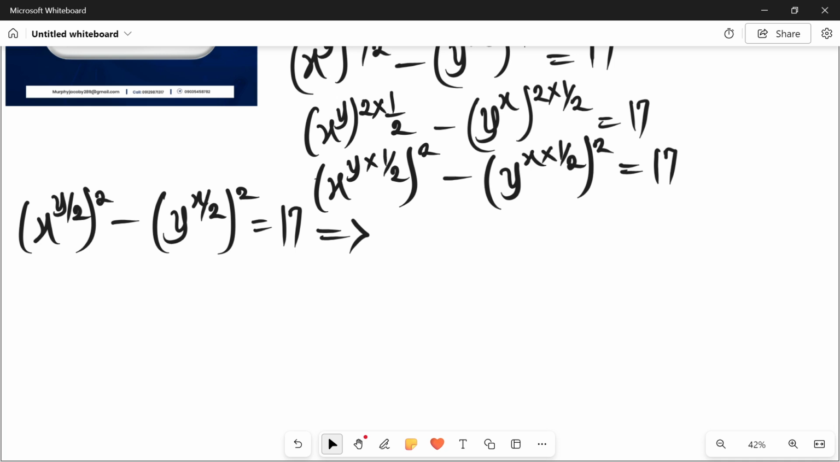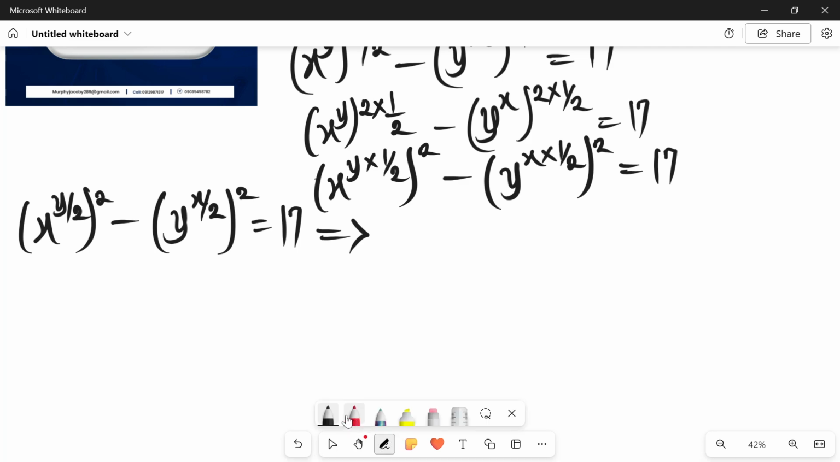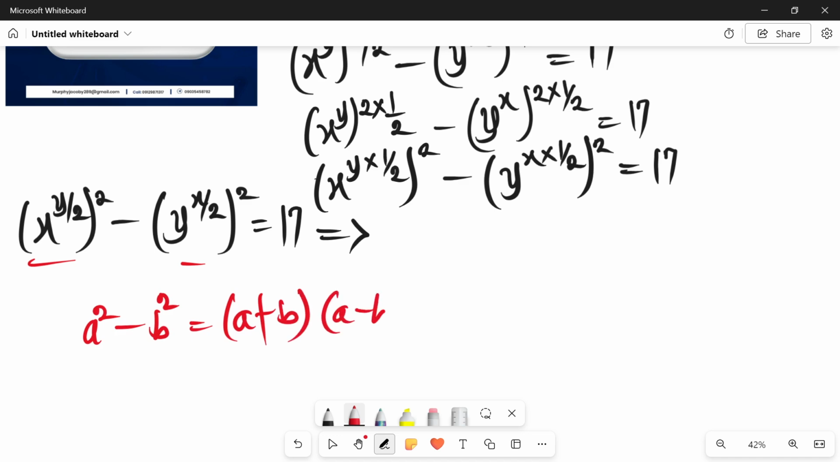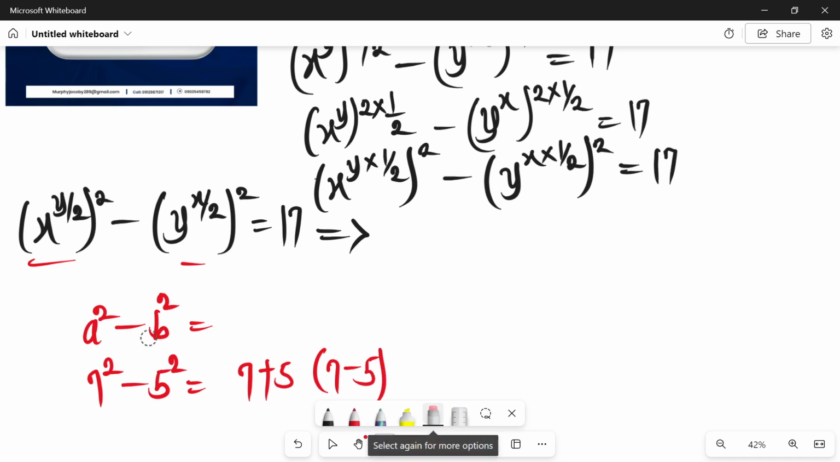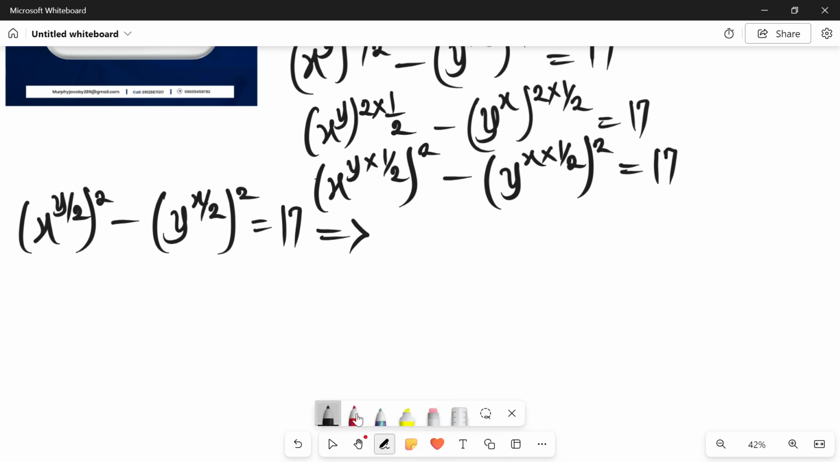So basically, looking at this, one thing that should be stuck in our head as a math person is difference of two squares. That is, a squared minus b squared can actually be equals to (a plus b)(a minus b). That's the law for difference of two squares, which means that 7 squared minus 5 squared is equals to (7 plus 5)(7 minus 5). This makes sense, right? So basically, we can put our values in here using the same format.